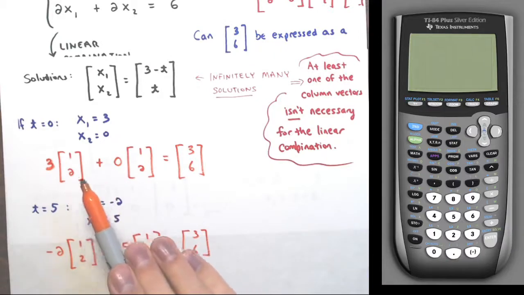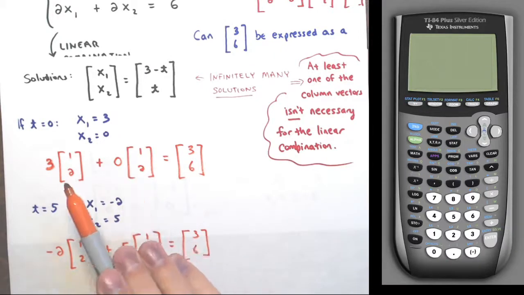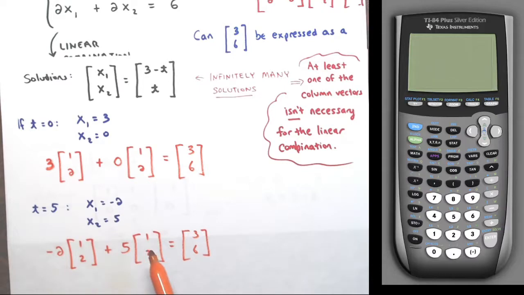You can write 1, 2 as just 1, 2 again. You can combine these to make 3, 1, 2. You can combine these as long as you combine them to make 3 times the vector 1, 2, you get 3, 6. Right? Notice how negative 2 plus 5 is 3. 3 plus 0 is 3.